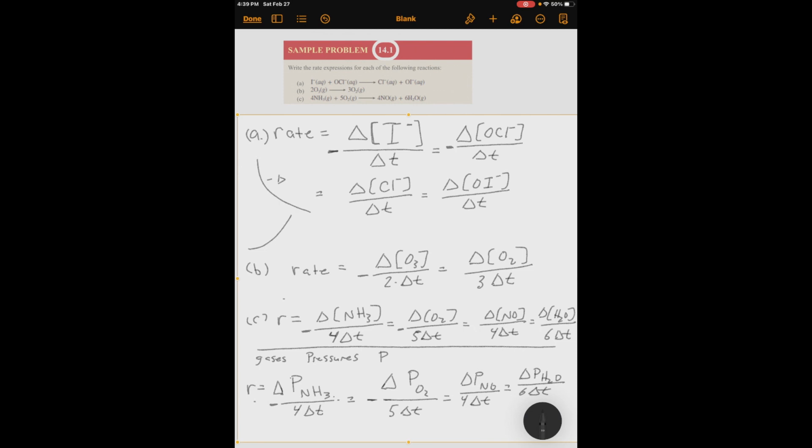Okay? So typically these are done as concentration changes, but they can also be done in terms of pressure changes if they're gases.